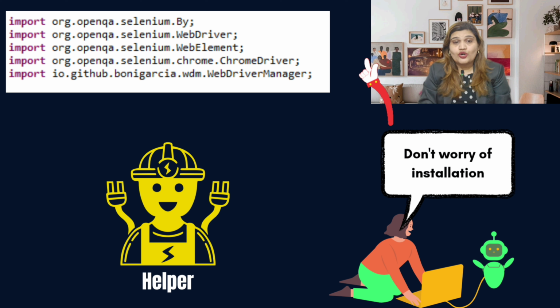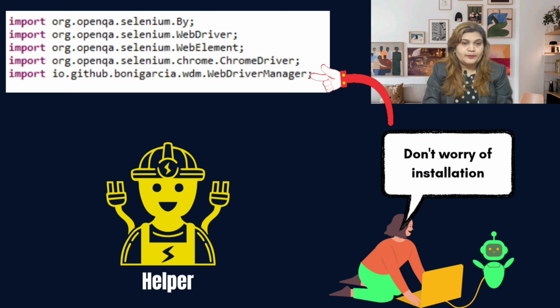Now this tool helps your robot get Chrome ready without you installing anything manually. Think of it like a smart helper that says, don't worry, I'll download the right Chrome driver version for your robot so everything works smoothly. No need to hunt for software, it does it all for you.